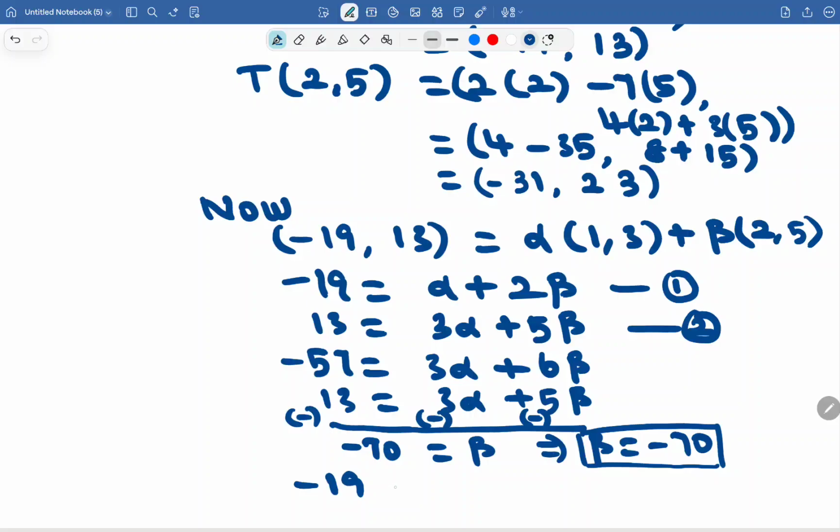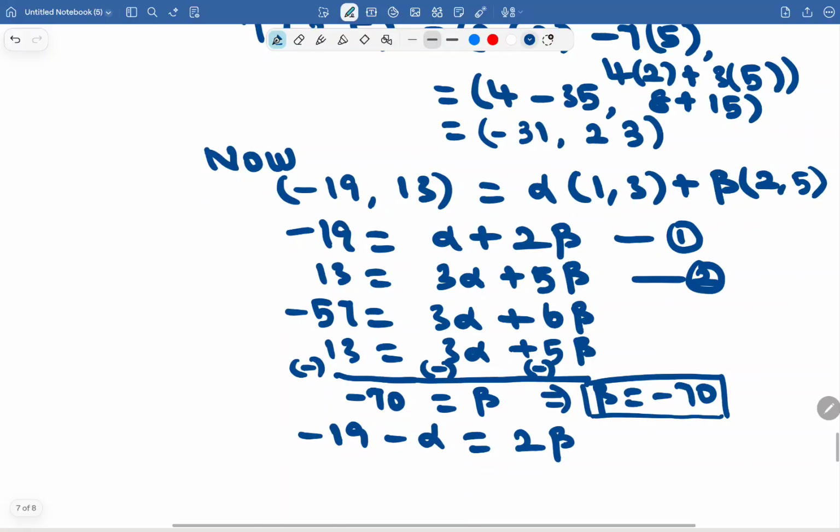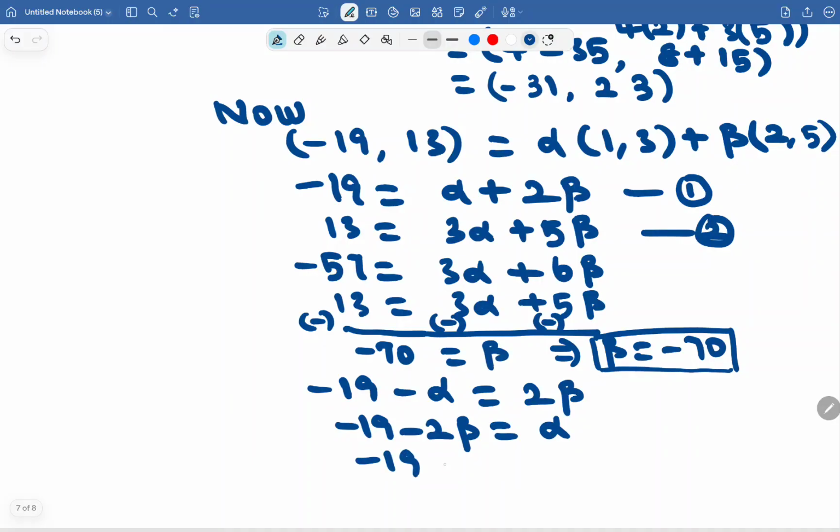-19 minus 2 beta is equal to alpha, so alpha equals -19 plus 140. Alpha equals 121.